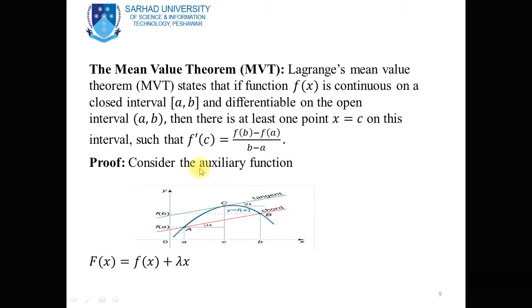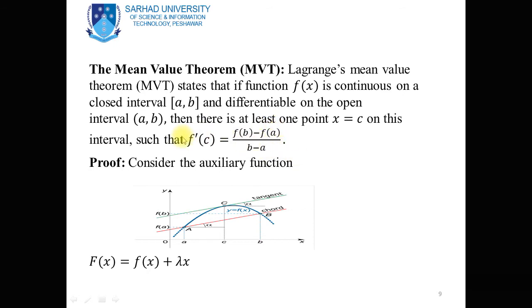Now the mean value theorem. The Lagrange mean value theorem (MVT) states that if function f(x) is continuous on the closed interval [a, b] and differentiable on the open interval (a, b), then there is at least one point x = c in the interval such that the derivative of the function at x = c is equal to (f(b) - f(a)) / (b - a).